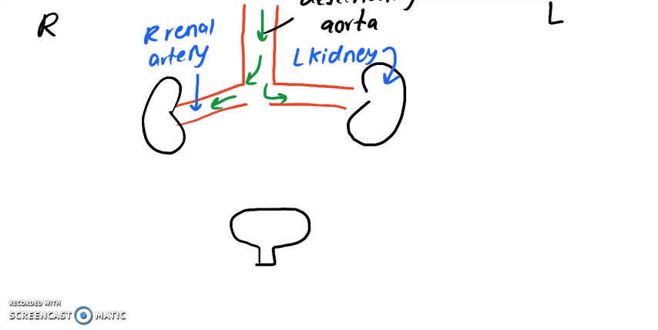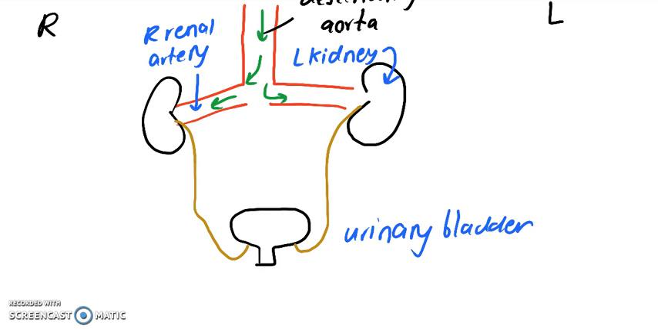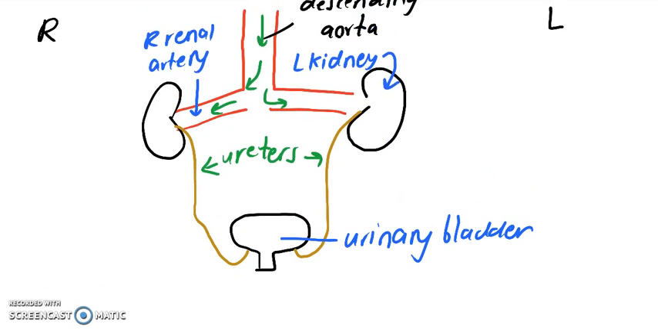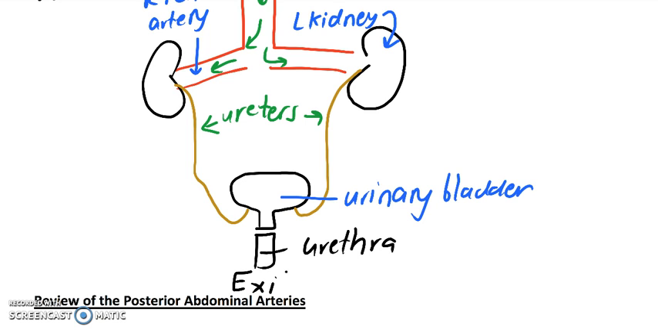To get urine to the bladder, we have the ureter, which goes like so. So here this would be the urinary bladder. These guys here are the ureters, one on each side. After the bladder, next comes the urethra. And then finally we have exit to the outside, to the environment.